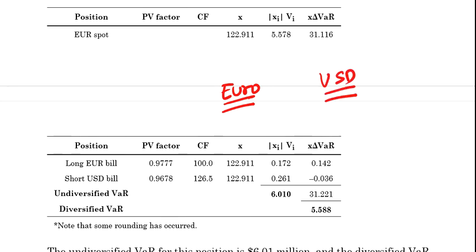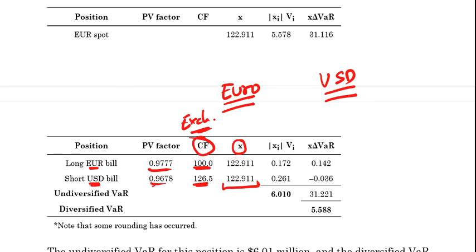Clear? Now what is the cash flow in terms of euros? The cash flow is 100, and what is the cash flow in terms of USD? It is 126.5, and what is their present value? 122.911. The present value of both the contracts is the same today. The cash flow differs. Why is the cash flow differing? The reason is our exchange rate, the rate which is prevailing in the market. Now what have we used? We have taken our present value factors to take the present value. Clear?